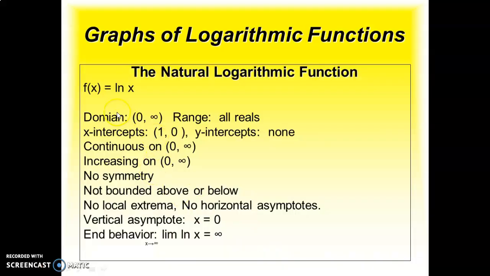If you look here, the domain for the natural log is 0 to infinity. The range, the y values, is all reals. There is a vertical asymptote at x equals 0, and there are no horizontal asymptotes in this case. You do all the transformations just the same, so you could do horizontal shifts if you have parentheses around the x here.